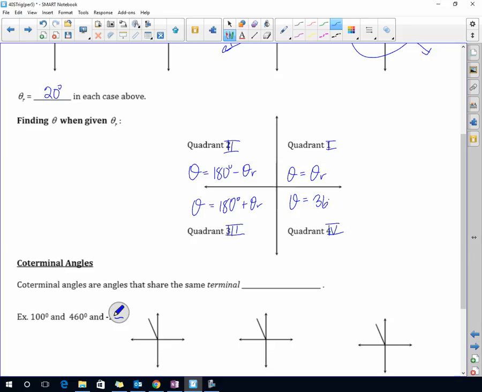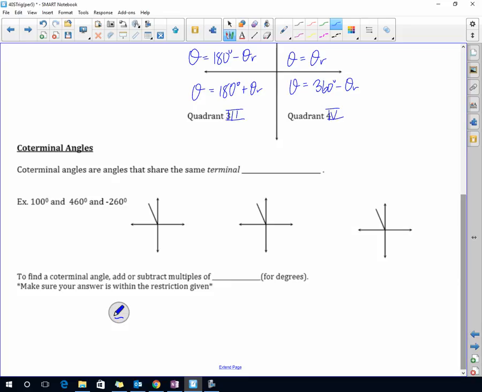Okay, here's something new. Grade 12, coterminal angles. Coterminal angles are angles that share the same terminal arm. So, for instance, 100 degrees, 460, and negative 260. Oh, before I go into coterminal angles, does anybody know why reference angles and related angles, like what's the big deal about them? Why do I care that I have certain reference angles and all these related angles?